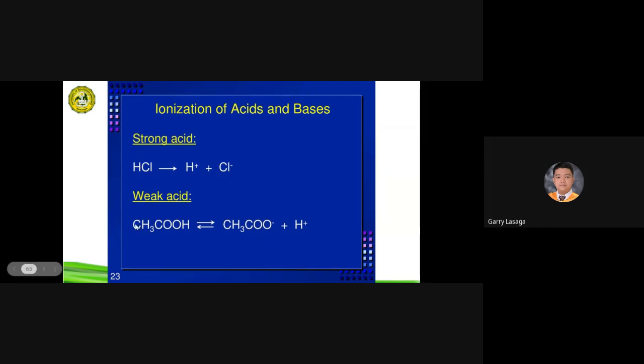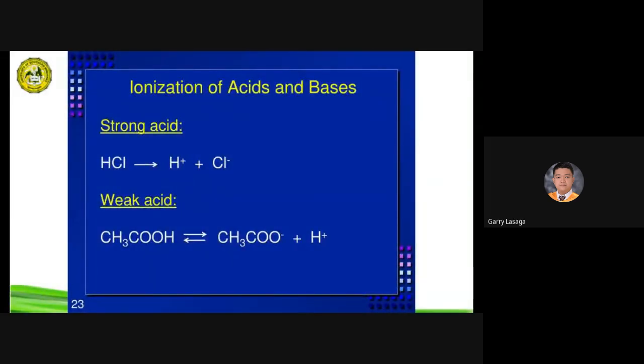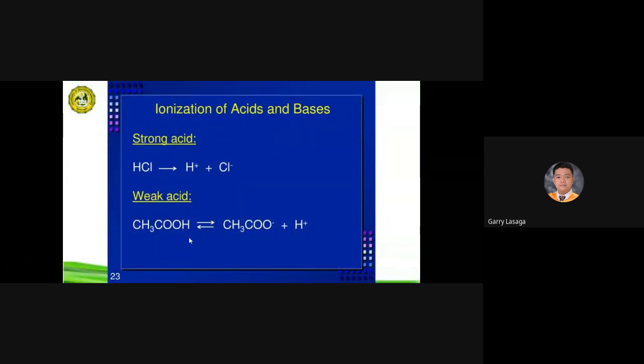For a weak acid, acetic acid, that is a weak acid, when it is placed in solution, it will form this compound here, CH3COO and a hydrogen ion. The arrow here is an equilibrium symbol that signifies that this particular acid will not completely dissociate in solution, so it will only produce a smaller amount of hydrogen ion in a solution. While a strong acid will yield greater amounts of hydrogen ion in a solution.